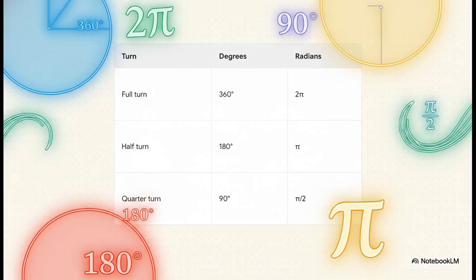Let's make this super clear with this table. A full turn, a complete circle, we all know that's 360 degrees. Well, we just proved the distance around our unit circle is 2 pi. So a full turn is also 2 pi radians. Same turn, different name. Now let's look at the half turn. We call that 180 degrees. But what did we figure out the arc length for a half turn was? It was pi, which means a half turn is also pi radians.